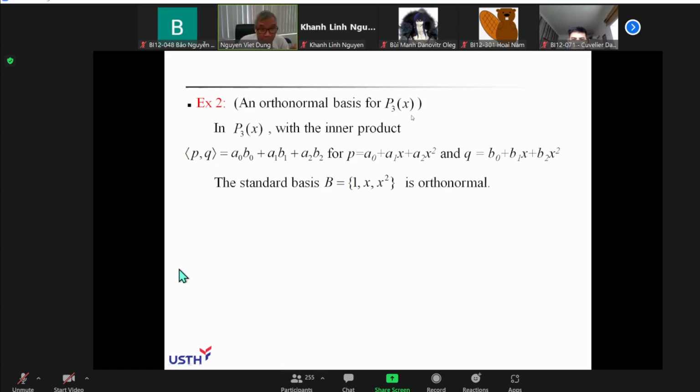Now we consider the case of an orthonormal basis for P3 of x. Once again, I repeat that P3 means the vector space of all polynomials of degree less than or equal to 3. Now, if we define the inner product to be like that, for p equal that and q equal that, then example number 2 requires you to show that the basis B of 1, x and x2 is orthonormal.